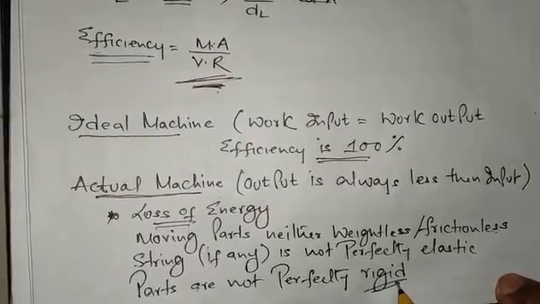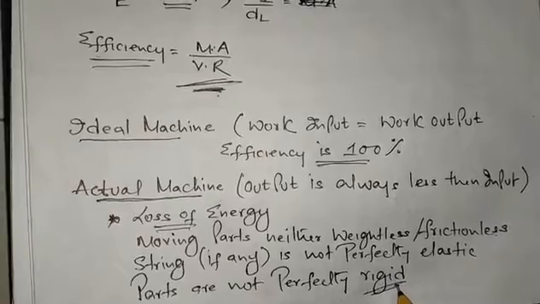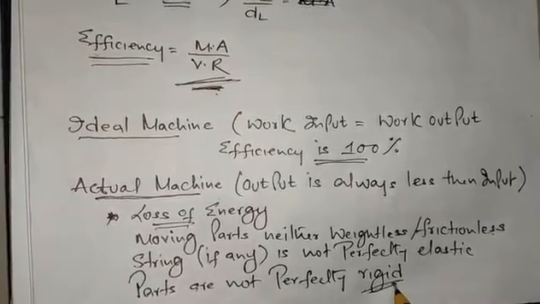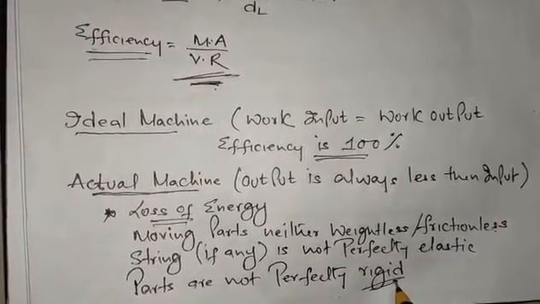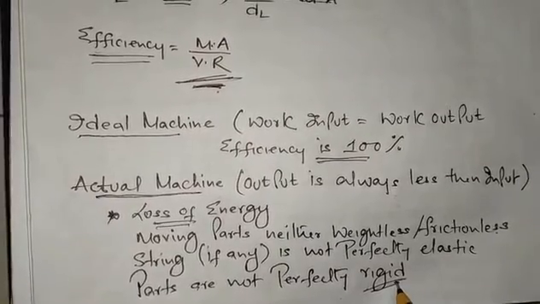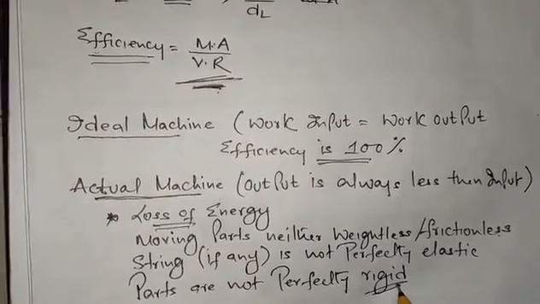So in this module we have seen for machines the efficiency, mechanical advantage, velocity ratio, work input, work output, ideal machine and actual machine. So please go through the chapter. In the next module we'll be doing levers.